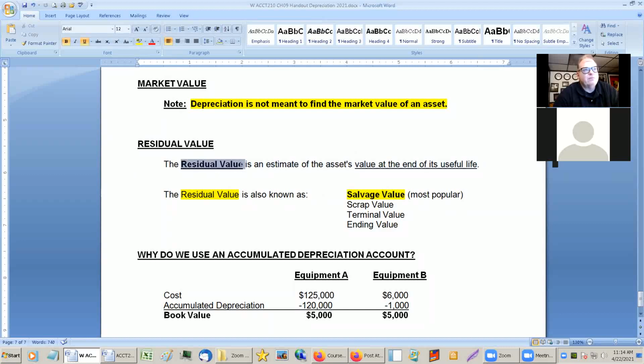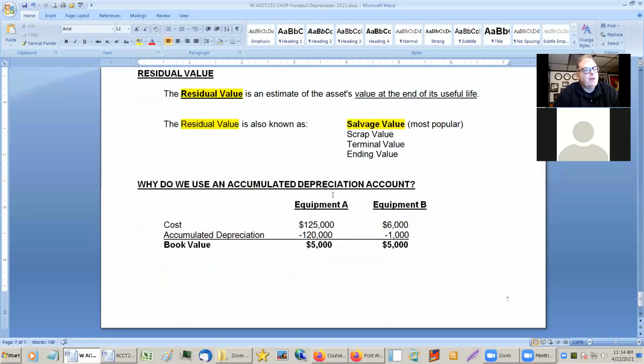Any question on that? Okay. And we know about the accumulated depreciation account. We've actually used it before. And I think I've actually gone through this with you guys before. But the question is, why do we use it?